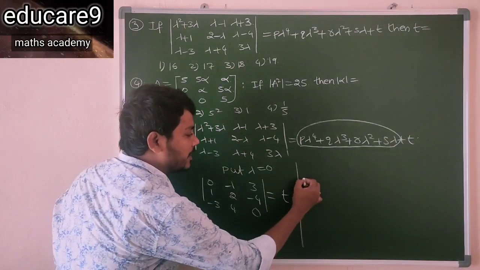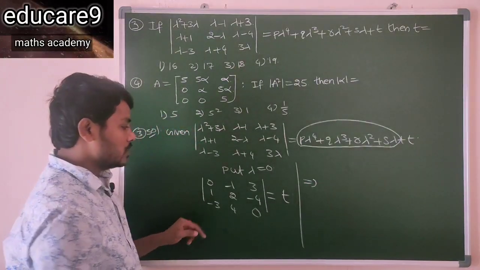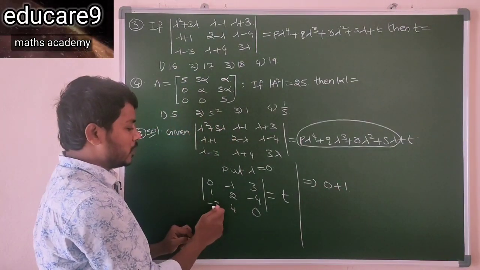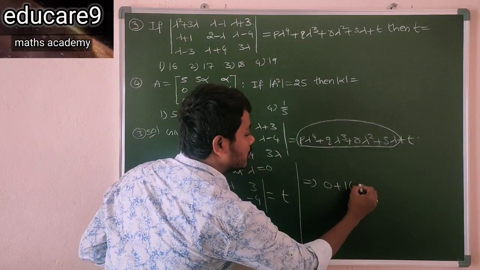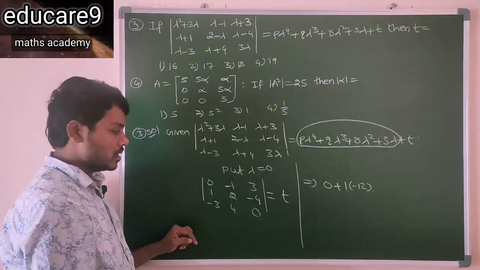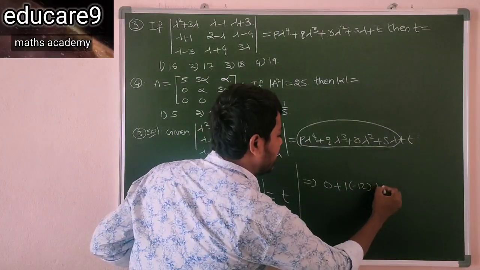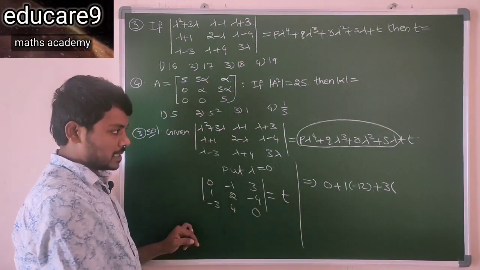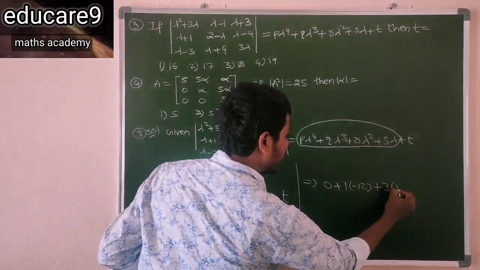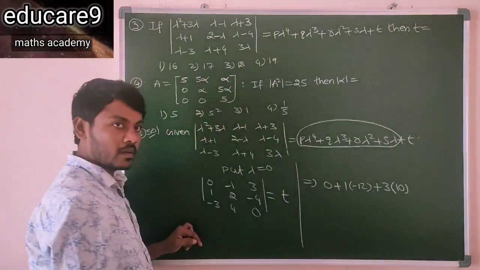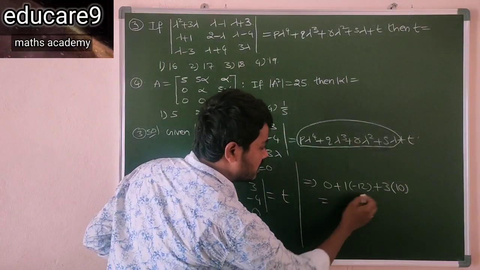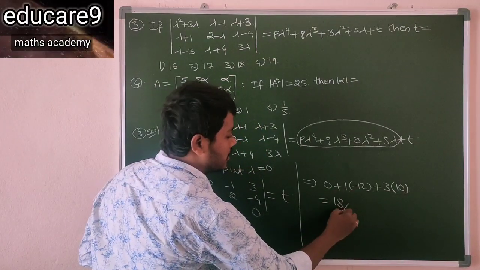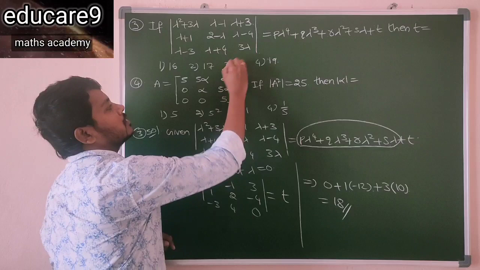Now find this determinant. 0 plus 1 into 0 minus 12. You get minus 12. Next to plus 3 into 4 plus 6. That is 10. Okay. Now here this is 30 minus 12. You will get 80. So clearly option 3.